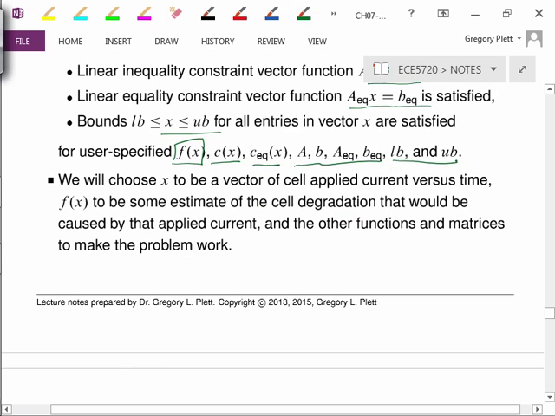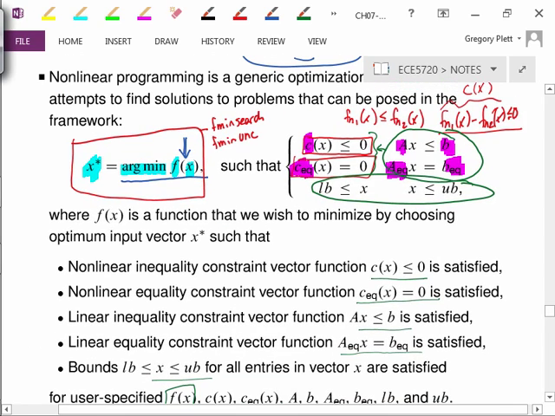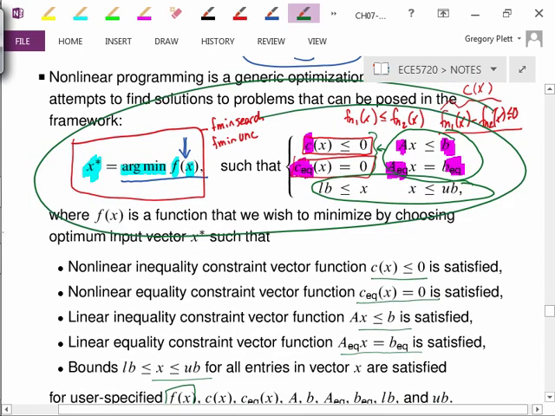To make this work with our problem, we have to find a way of representing the fast charge problem so that it looks like this. Fast charge needs to look like that somehow. And if we can make fast charge look like that, we just call fmincon and we get a solution.